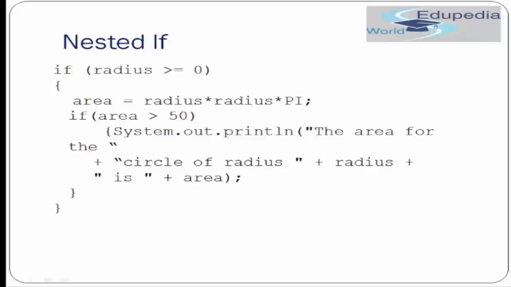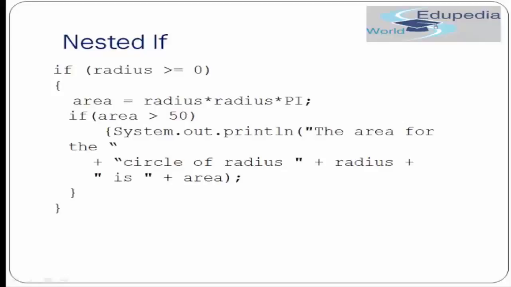We have an if statement and we are checking if radius is greater than or equal to 0. So this condition is checked in the first if statement. After that, we are calculating the area. Area is equal to radius into pi. Once the area is calculated, we can see there is another if statement. So this if statement is within the outer if statement.